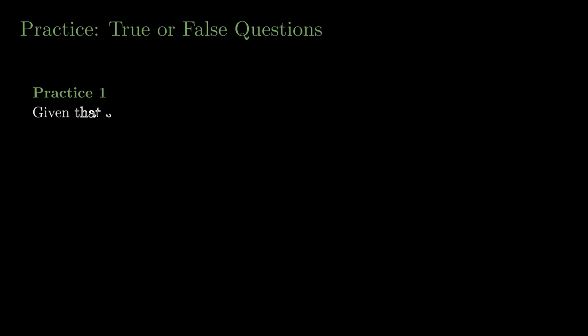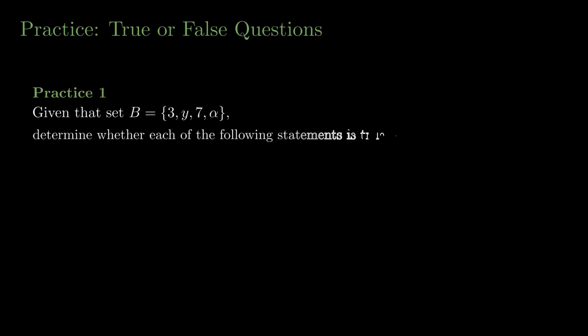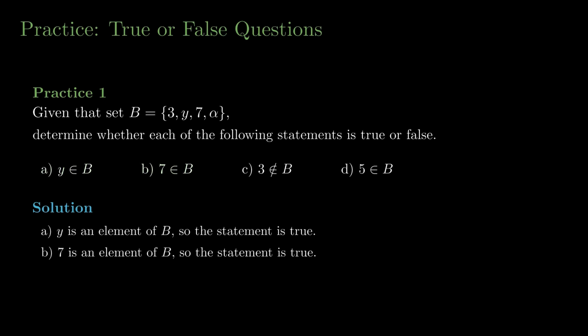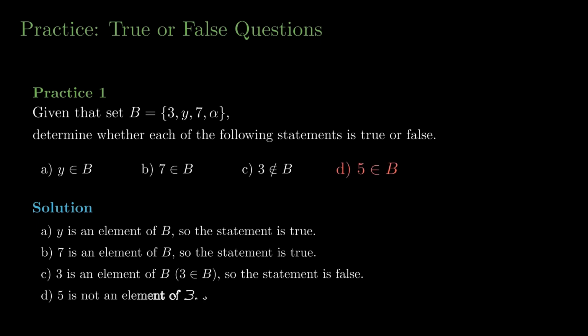Let's work on a practice problem. Given that set B equals 3, y, 7, and alpha, determine whether each statement is true or false. For A, y is an element of B, so the statement is true. For B, 7 is also an element of B, so it is also true. For C, 3 is an element of B, meaning 3 not in B is false. Finally, for D, 5 is not an element of B, so the statement is false.